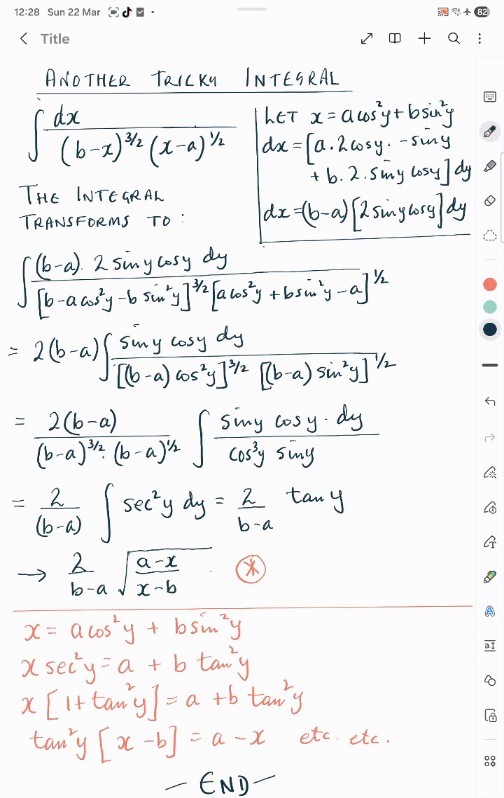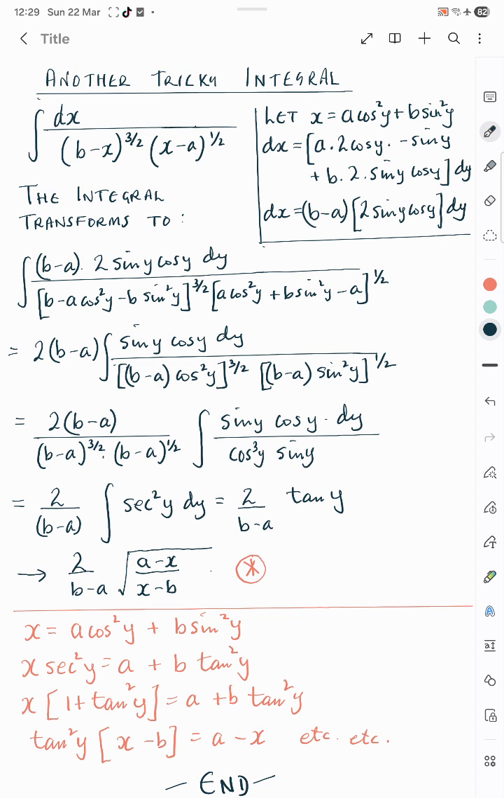And then differentiating that, we will get dx equals bracket a times 2 cos y times minus sine y, and then differentiating the second term, we get b times 2 sine y cos y, close the bracket, and dy outside. And that simplifies to dx equals (b minus a) times 2 sine y cos y dy. And the integral will now transform to, and in the numerator, replacing dx, we'll have (b minus a) times 2 sine y cos y dy.